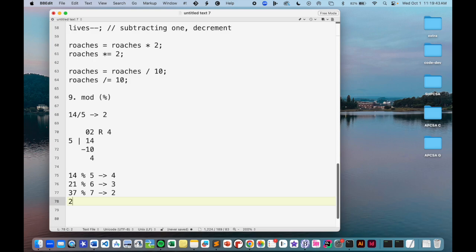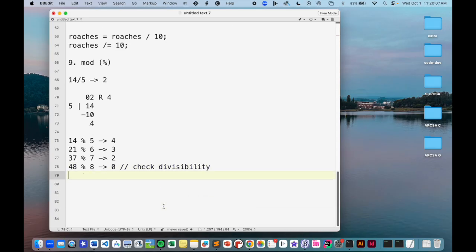What is 48 mod 8? Oops, I meant this to be 48. Doesn't 8 actually evenly divide into 48? So there's actually none left over. This is going to be 0. Mod is a great way to check divisibility. Is one number perfectly divisible by another number?